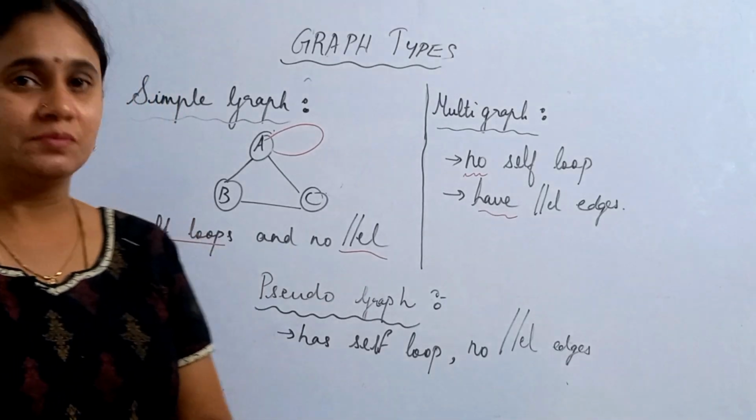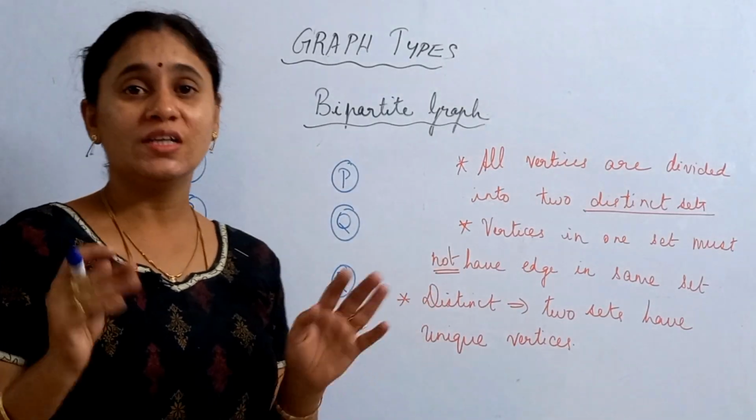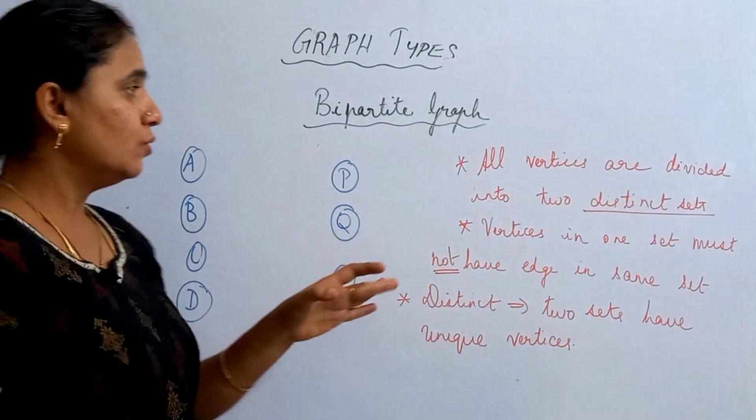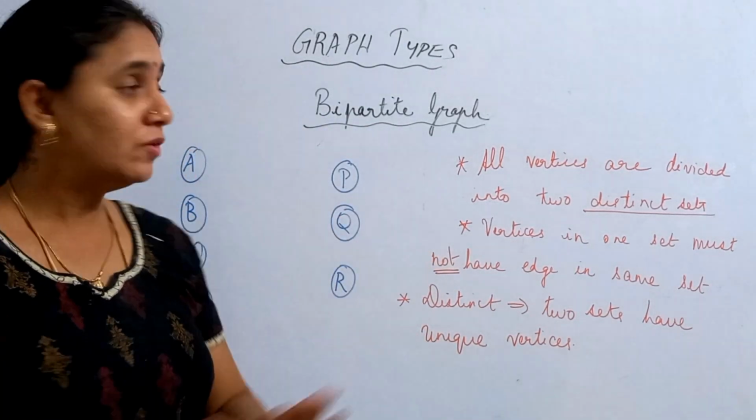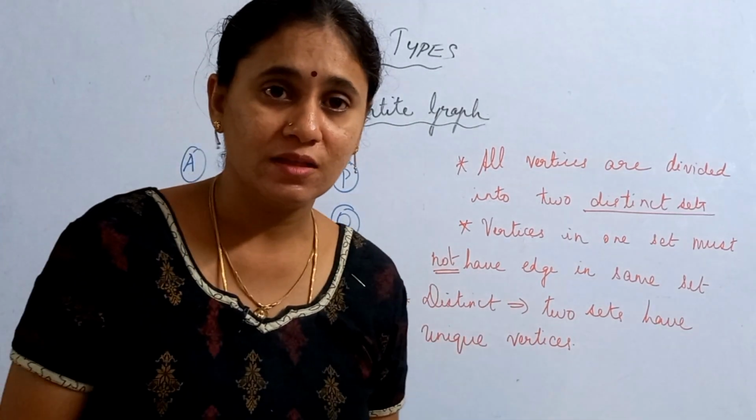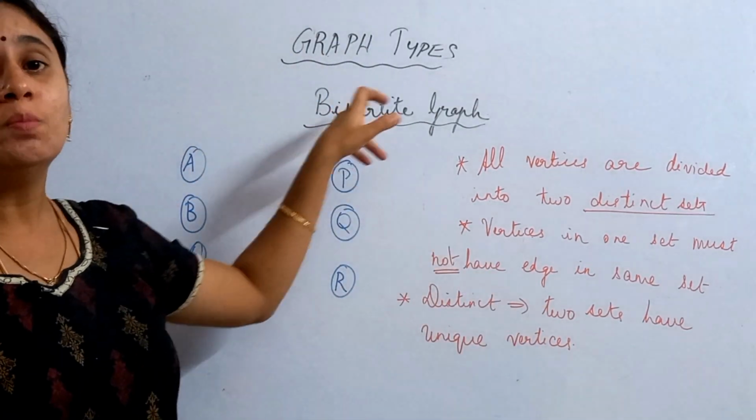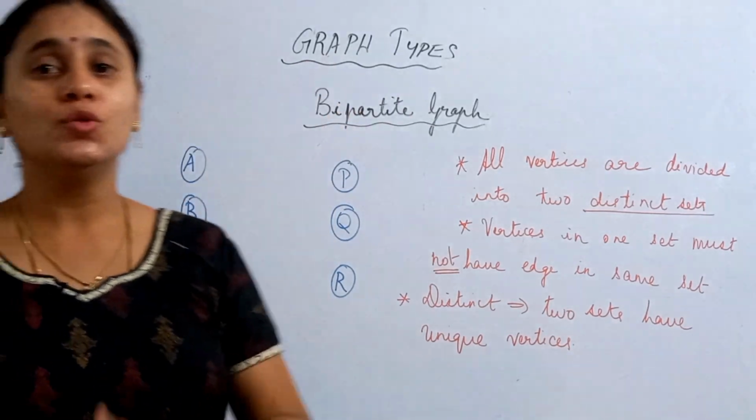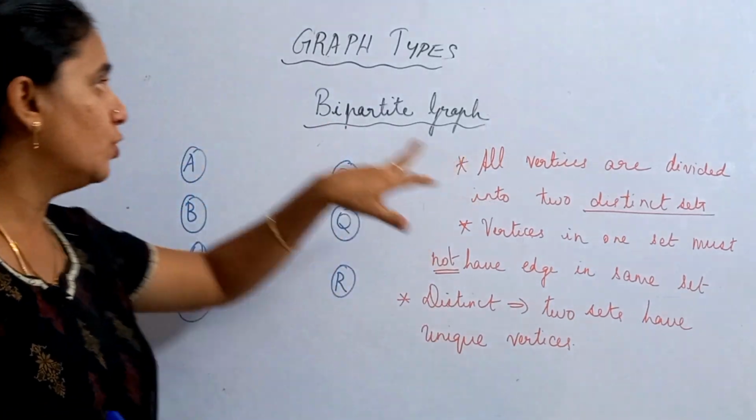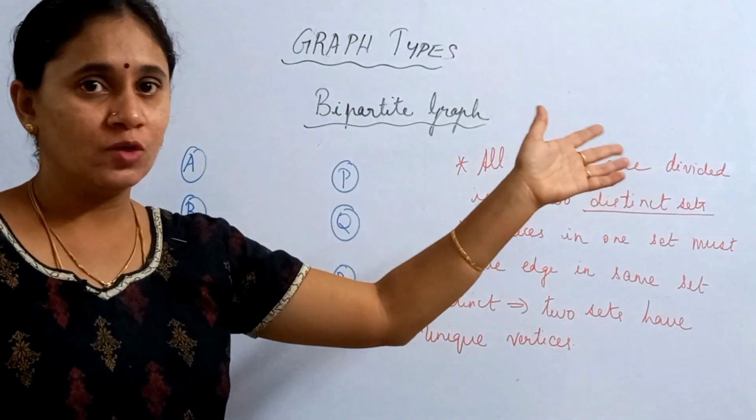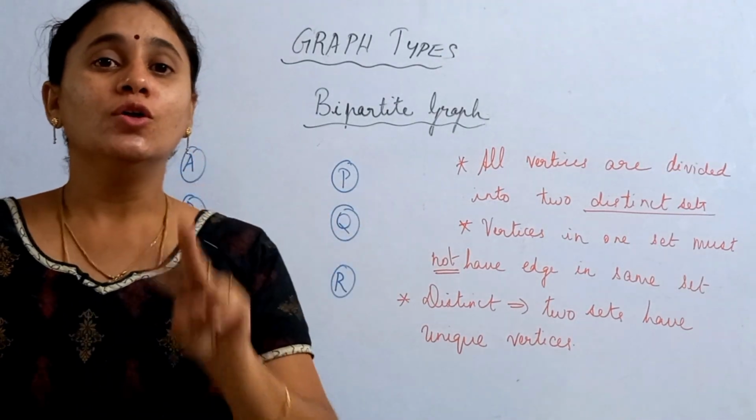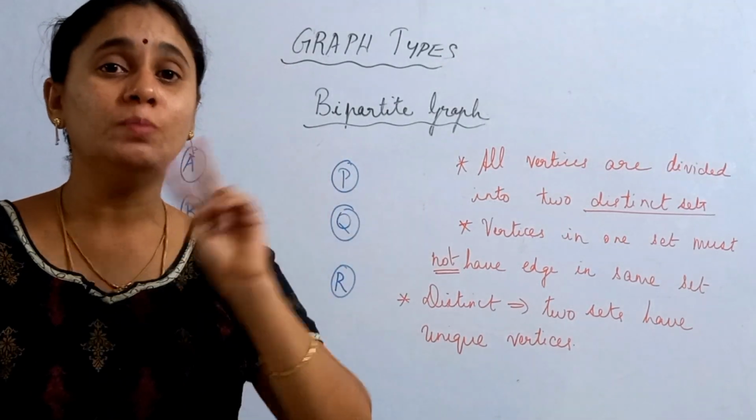Okay. So friends, in this session we are going to discuss the last graph type. It is bipartite graph. Okay. So to construct a bipartite graph, we must follow these rules. Bipartite is nothing but two partitions. So we are going to divide the given graph into two partitions. So we call it a bipartite graph. Bipartite is nothing but dividing the graph into two parts, that is two partitions.